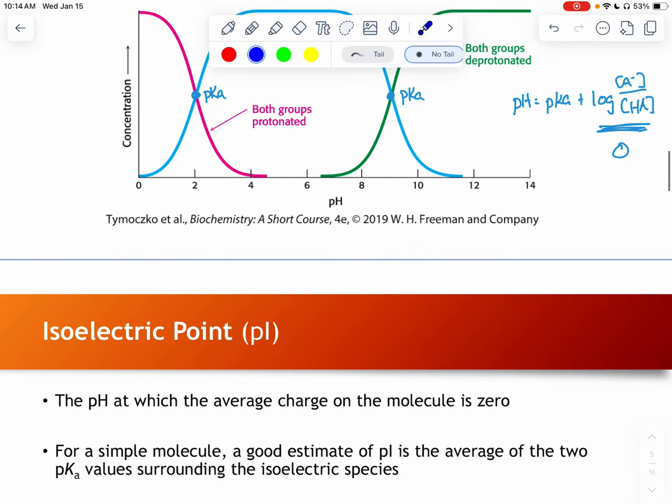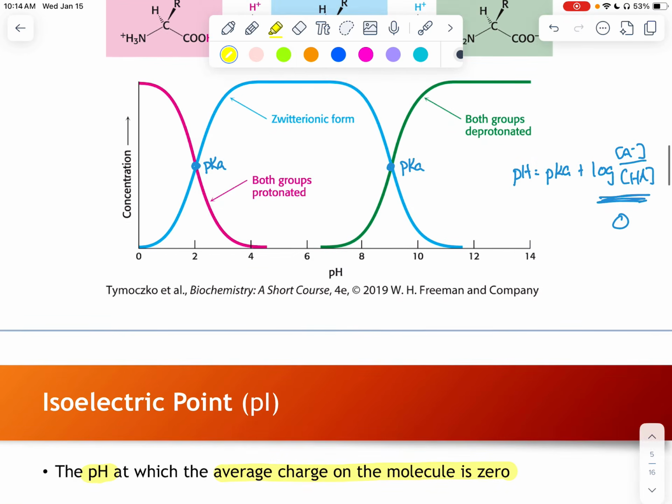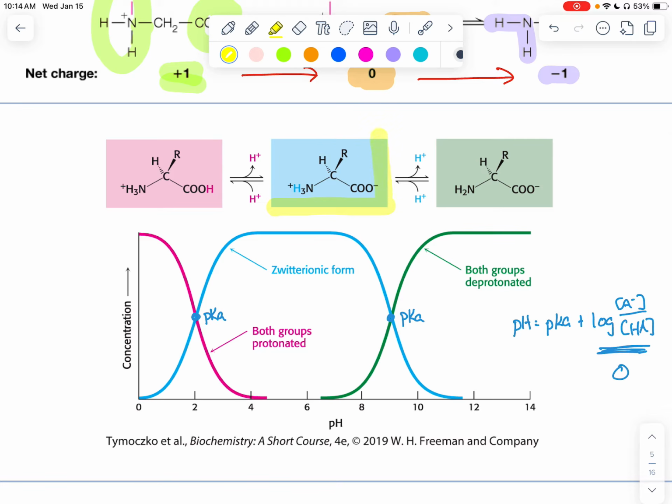We want to define zwitterionic form. The isoelectric point, or the pI, is the pH at which the average charge on the molecule is 0. So if I look up here, this is the molecule I'm talking about, okay? And so I want to know what pH that is. Well, if I look at my graph, it's going to be right between those two pKa's.